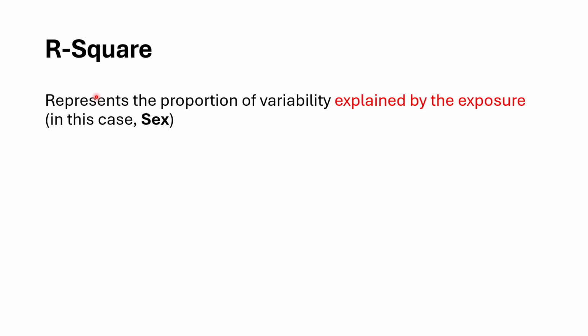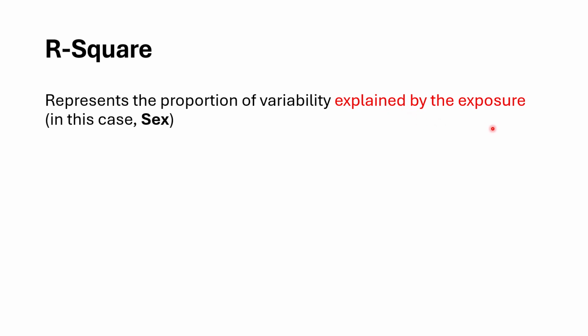R square is a very important concept, and you must understand it fully. You can rewind this video or watch it as many times as you can, but this is a very commonly used value in science, and is highly critical to evaluate any relationship between an exposure of interest and an outcome. Basically, it represents the portion of variability explained by the exposure.